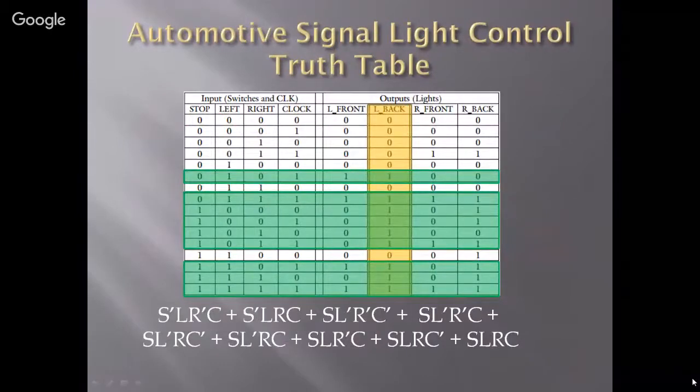Here is the truth table for this control circuit. We will demonstrate the simplification of the Boolean equation for the left back signal light, highlighted in yellow. Highlighted in green are the various input combinations that will cause the left backlight to operate. Below the table is the unsimplified Boolean equation for the left back signal light.